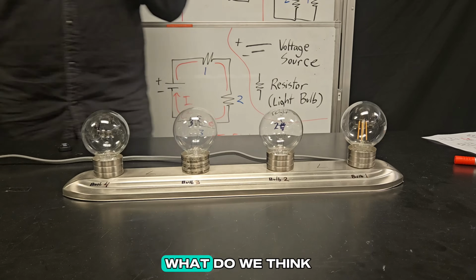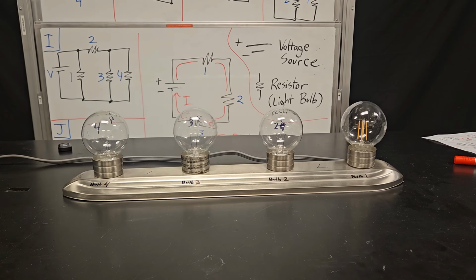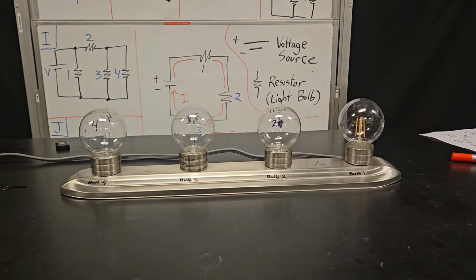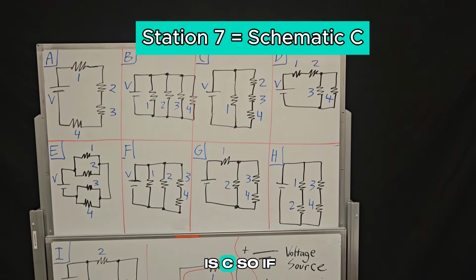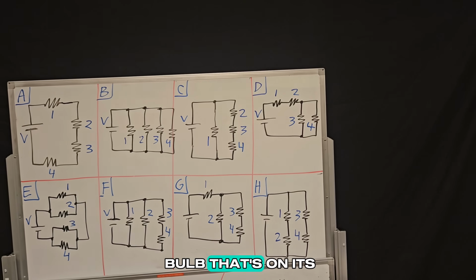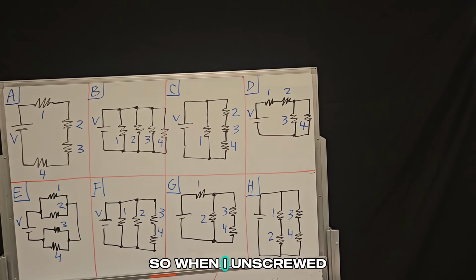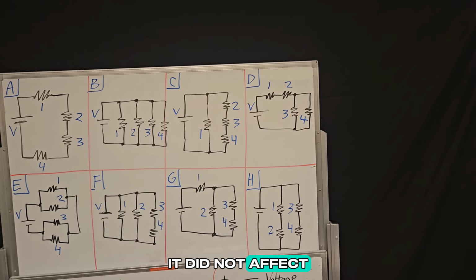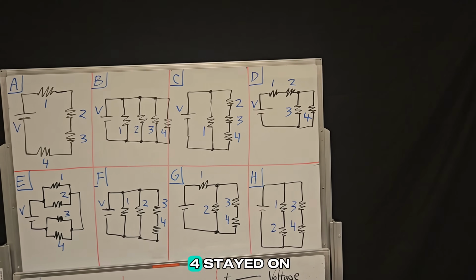What do we think? Okay, ready for the answer? It looks like it is C. So if you look at the schematic for C, we have one bulb that's on its own parallel path. So when I unscrewed bulb 1, it did not affect the other paths. So 2, 3, and 4 stayed on.